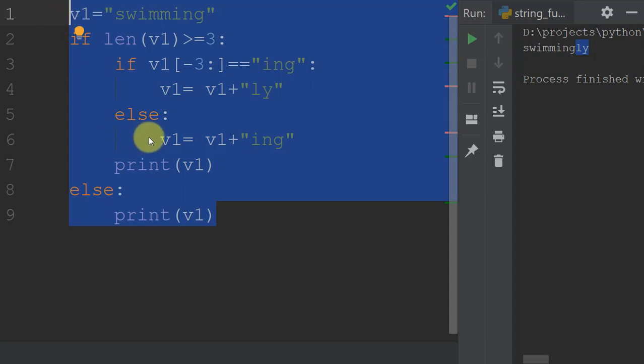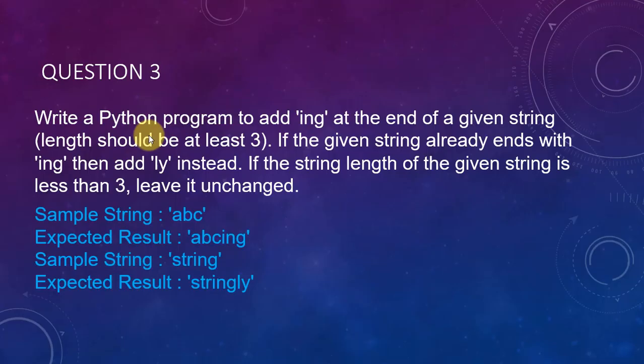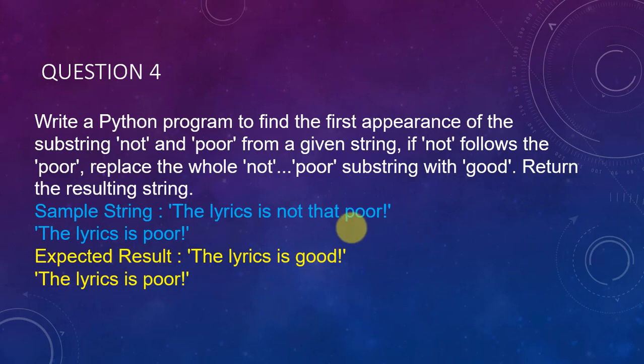Now let us move to our question. So this is it, which we have done. Now it's time to give you one more exercise, and this is my exercise for the day. Write a Python program to find the first appearance of the substring 'not' and 'poor' from a given string. If 'not' is followed by 'poor', replace the whole 'not' and 'poor' substring with 'good'. Return the result string. Okay, hope you have understood.